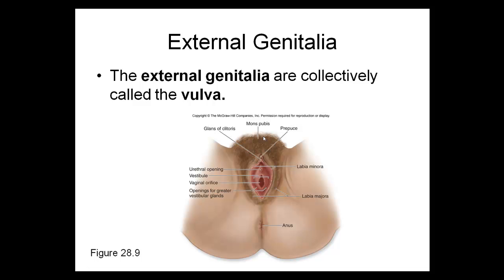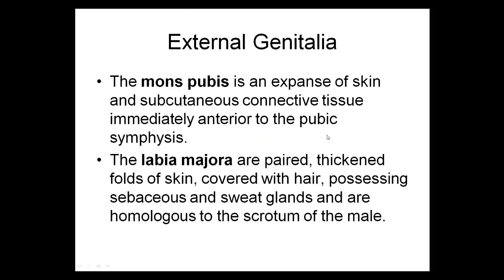All right. We did talk about the mons pubis, and so here is the mons pubis. It's skin. Underneath it we will have adipose connective tissue, and that's anterior to the symphysis. The labia majora are paired, thickened folds of skin that also have some adipose connective tissue, and they are covered with hair partially. Only the lateral aspect is covered with hair, and they have sebaceous and sweat glands, and they are very homologous to the scrotum in the male.